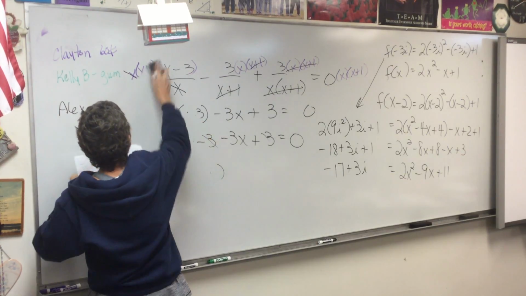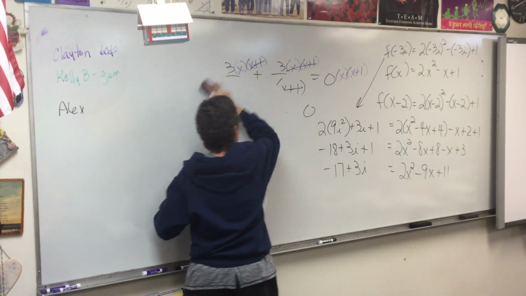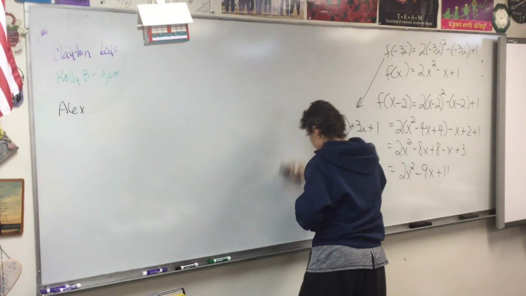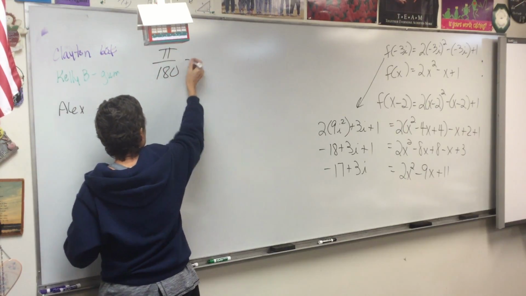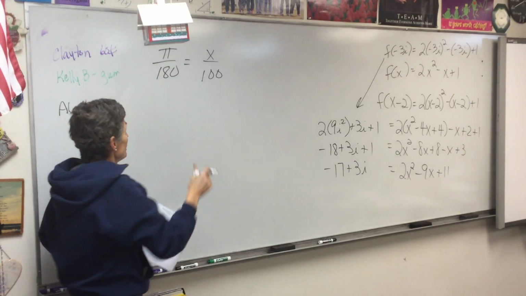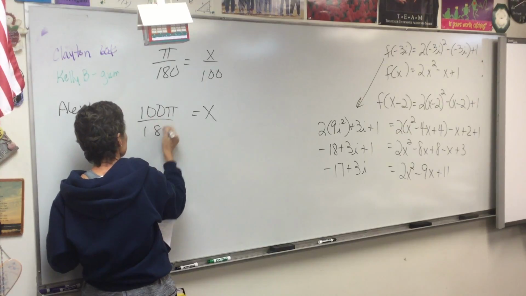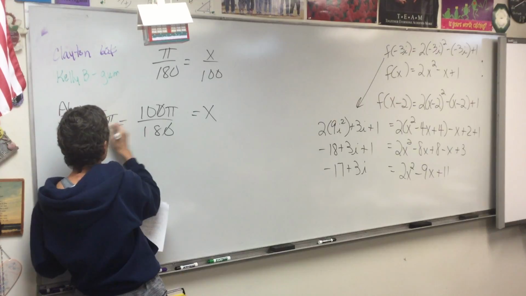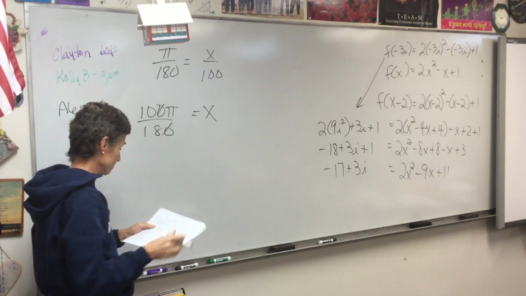Oh, this is recent. Find the exact radian measure for 100 degrees. Everybody knows how to do that. We're finding the exact radian measure for 100 degrees. We say pi is to 180 as something is to 100. So x equals 100 pi over 180, which reduces to 5 pi over 9. So the answer is 5 pi over 9.